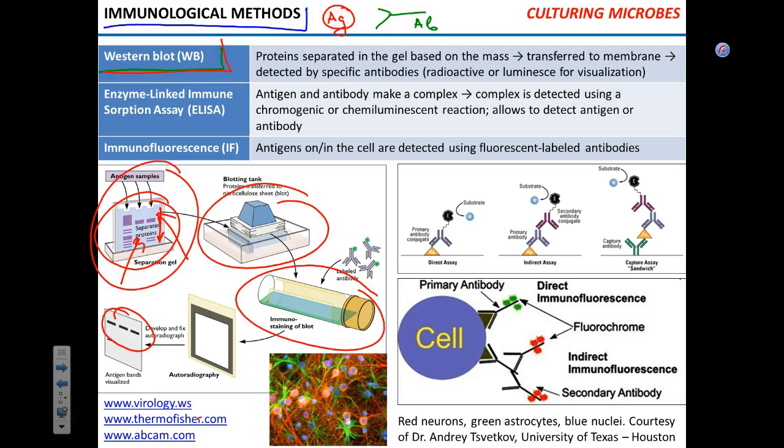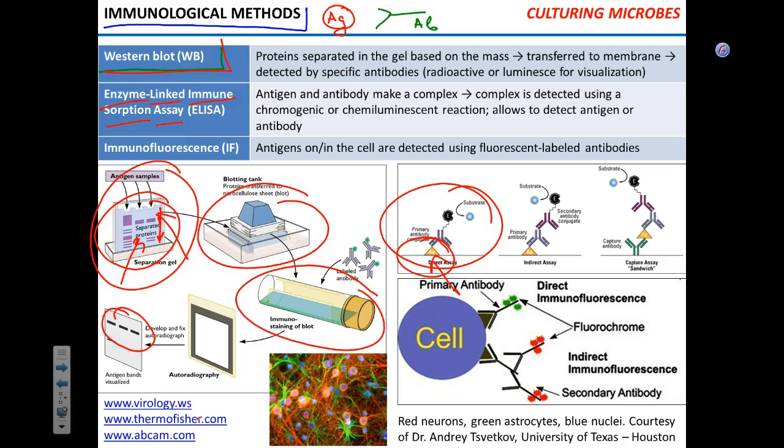Another way to detect the antigen, bacteria, virus, whatever, is to use ELISA. ELISA stands for enzyme-linked immunosorbent assay. What you do, take antigen, stick it to the surface of the plastic plate, and add antibodies to it. If antibodies stick to the antigen, you can detect them. Does that make sense? That's fairly simple.